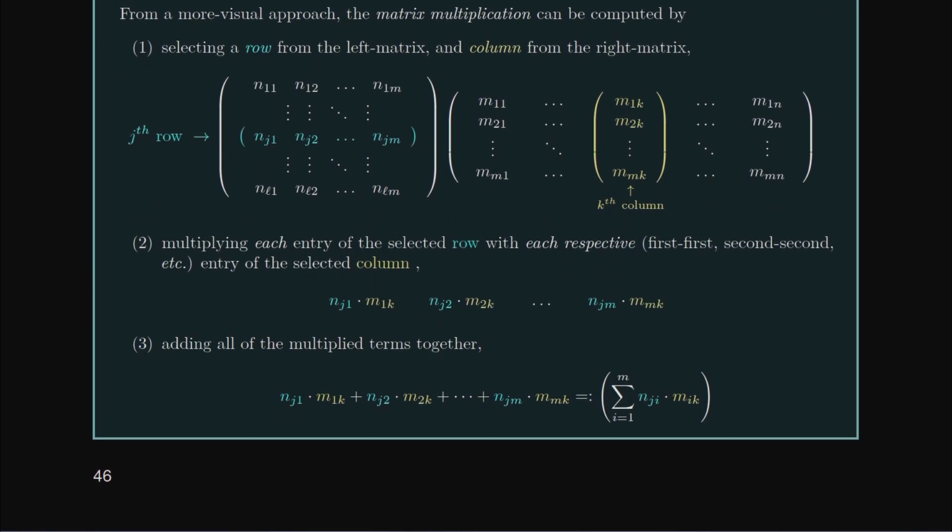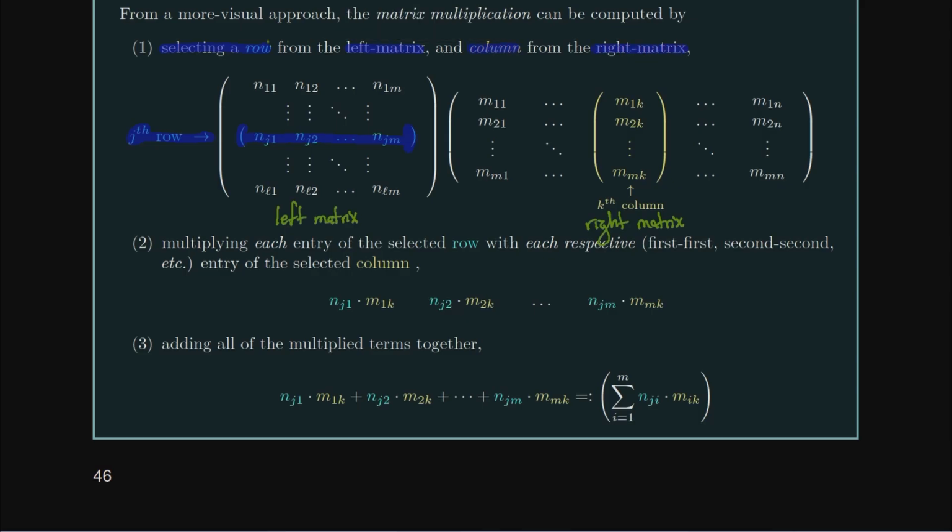And so we're going to go a little bit below to here where I say, from a more visual approach, how do we actually perform a matrix multiplication? So I've got my matrix here on the left, which I'll call the left matrix. And I've got my matrix here on the right, which I'll call the right matrix. How do I perform the composition? What I'm going to do is select a row from the left matrix. So for example, I've chosen the jth row here, and I've isolated it with its own color. And I'm also going to select a column from the right matrix.